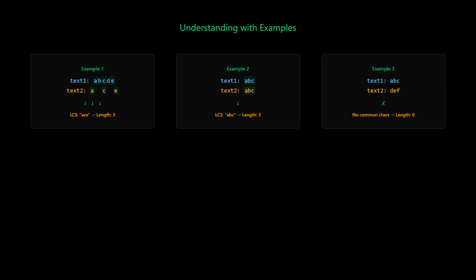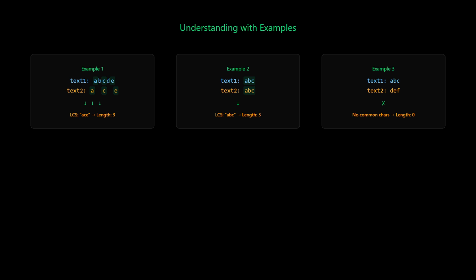Let's work through a few examples to really understand this problem. Consider text1 equals A, B, C, D, E and text2 equals ace. We can see that A, C, and E appear in both strings in the same order, so our longest common subsequence is ace with length 3.